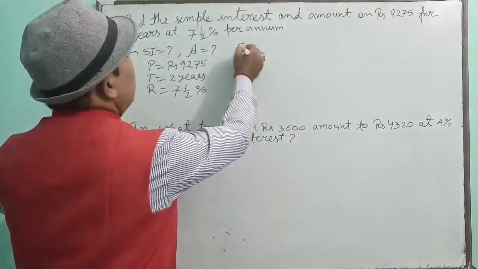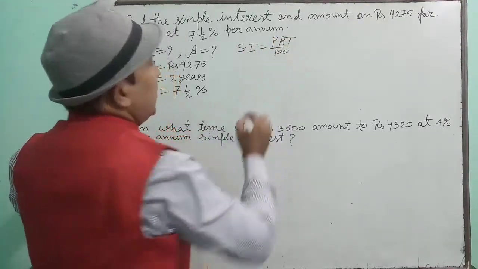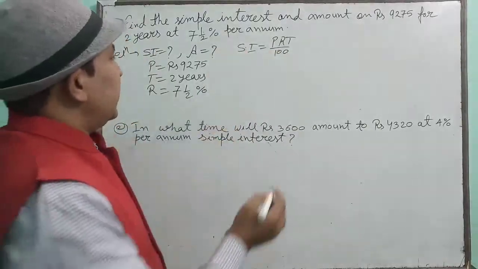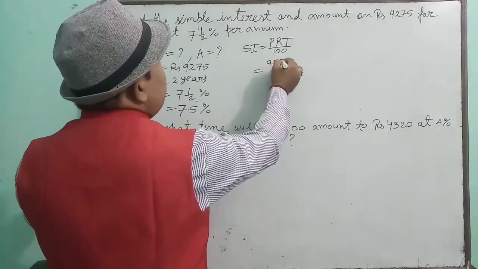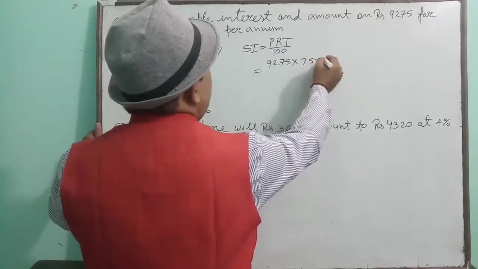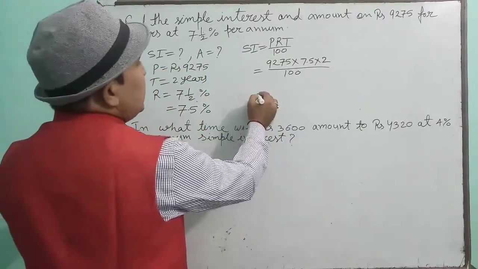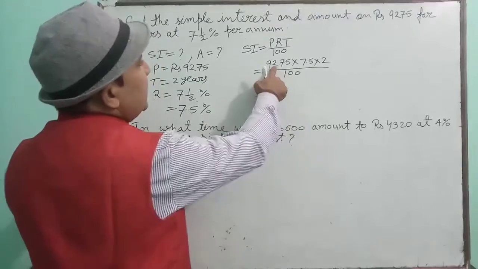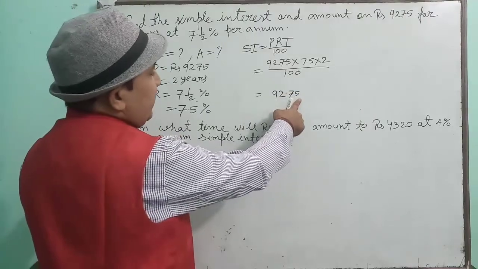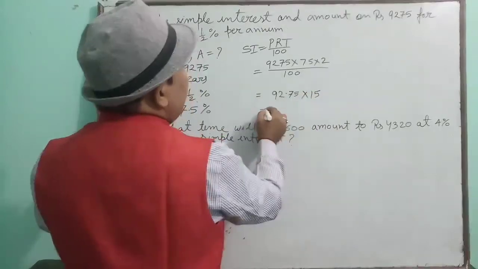Now we will apply the formula for simple interest, that is P into R into T upon 100. P for principal amount, R for rate, T for time. Now put the value and calculate it. Principal amount is 9,275, rate is 7.5, time is 2, upon 100. Okay. Now see this one. When 100 divides 9,275, we will get 92.75. 7.5 is multiplied by 2, then we will get 15.